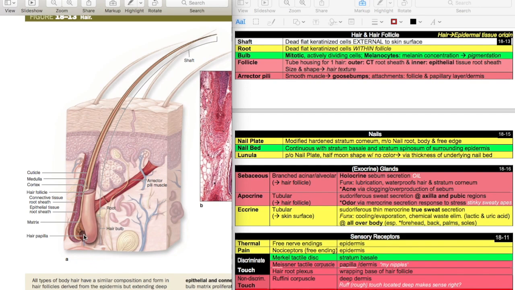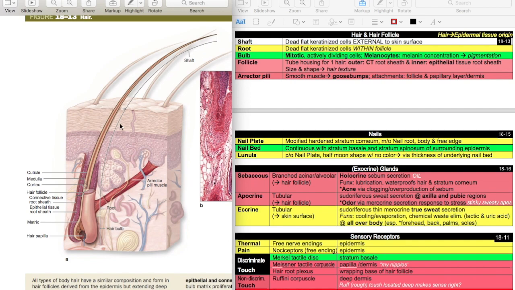Then traveling farther up is the bulb of the hair, which is mitotic. They're actively dividing cells, and this bulb is also where you find melanocytes, which we already mentioned produce melanin, which dictates the pigmentation of the hair, whether it be blonde because there's not much melanin being produced, or black because of lots of eumelanin, or red because of lots of pheomelanin. You don't need to know the different types of melanin for this exam, but for life, maybe it's interesting to know that.